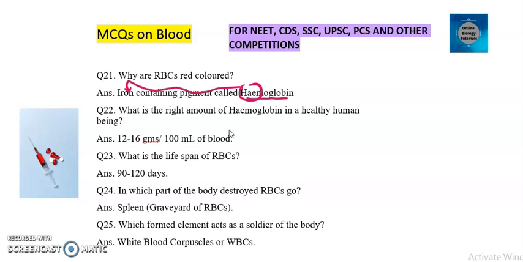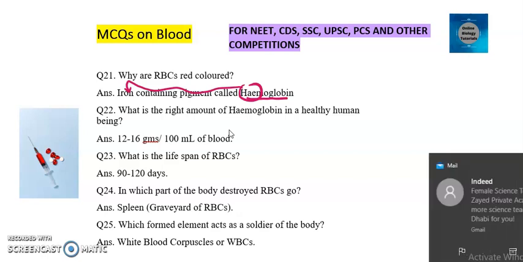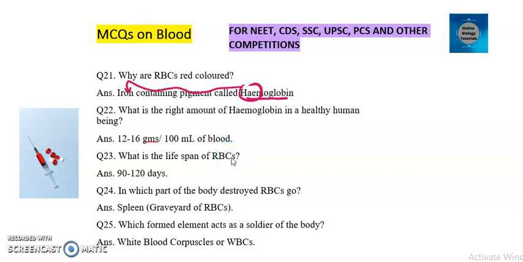Question number 22. What is the right amount of hemoglobin in a healthy human being? However, this varies with age. But in general, if the question is asking, then you need to say 12 to 16 grams per 100 ml of blood. Question number 23 is asking what is the lifespan of RBCs? Lifespan means the time period for which they are alive. It is 90 to 120 days.